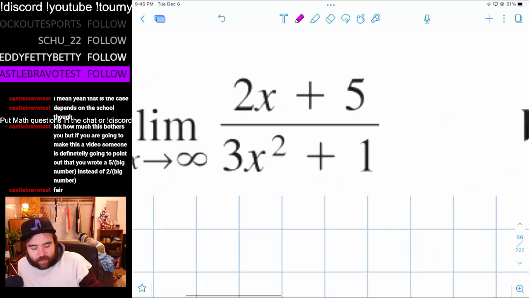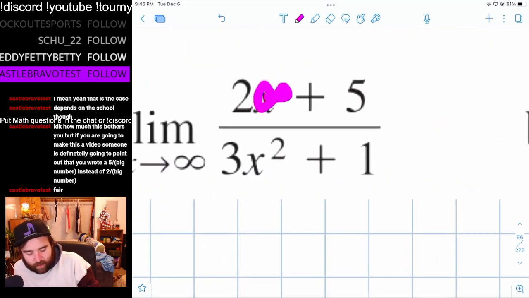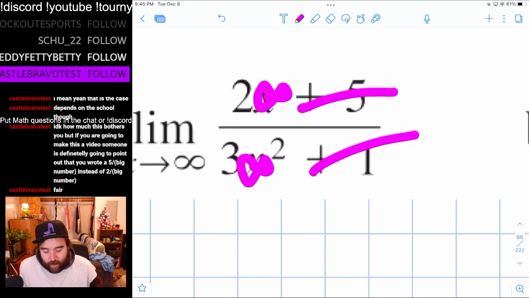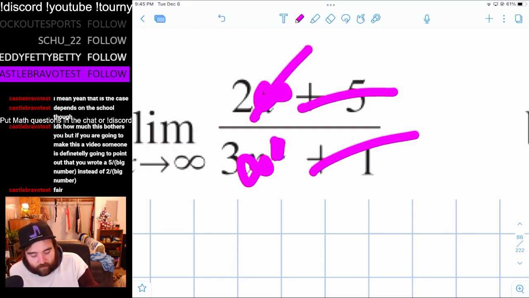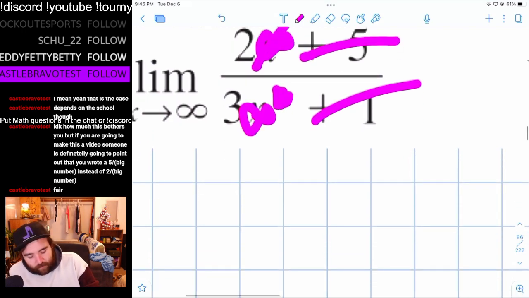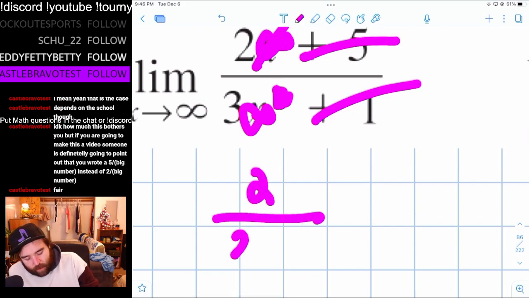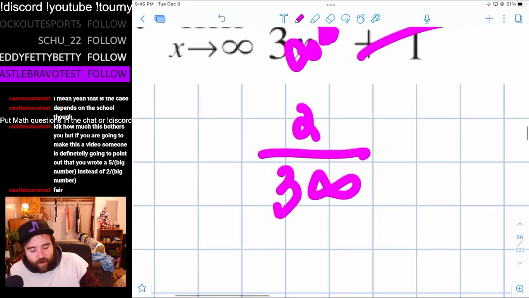So let's think about similar ideas for this one. So we're plugging in infinity for x. So just like before, that plus 5 and that plus 1 aren't going to matter. But now look how we don't have the same thing on the top and the bottom. We have infinity on the top and infinity squared on the bottom. And so honestly, it's going to work the same way that it would if it was an x. One of the infinities is going to cancel. So it's like you're left with 2 over 3 infinity.